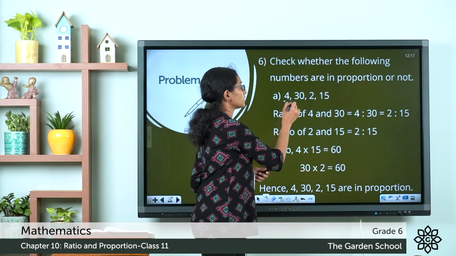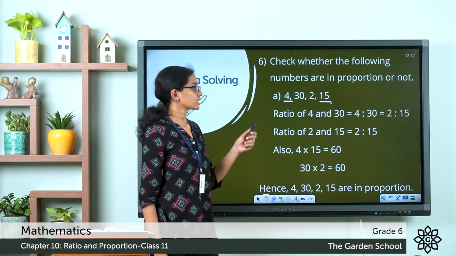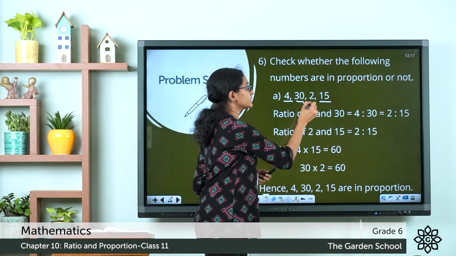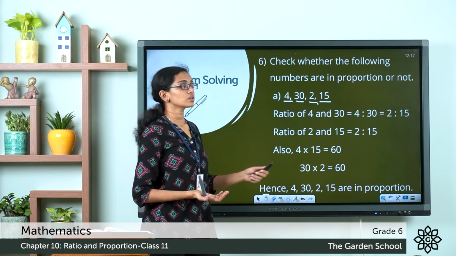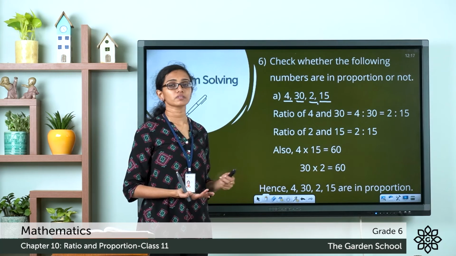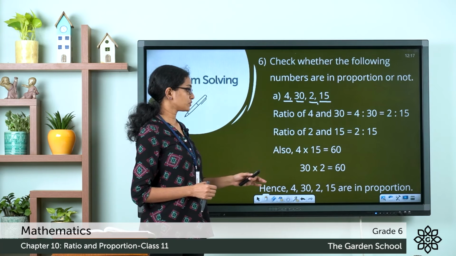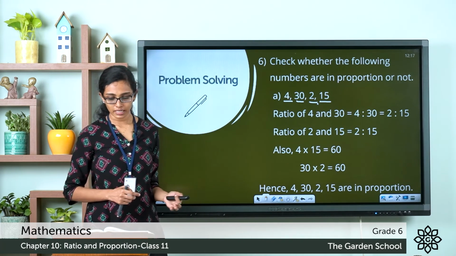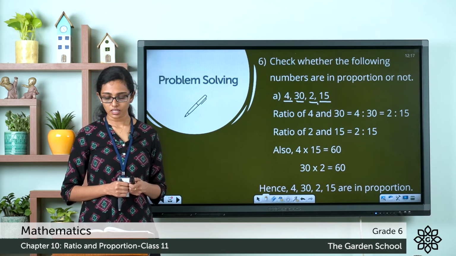Also, the first quantity or the first term into the fourth term, that is the product of the extreme terms, is equal to 60 and the product of the middle terms, 30 into 2, that is also 60. See, the 2 ratios are equal and the product of the extreme terms is equal to the product of the middle terms, hence the 4 quantities are in proportion. So you have to write 4, 30, 2, 15 are in proportion. Similarly, check if the next set is also in proportion and note down your answer in the notebook.